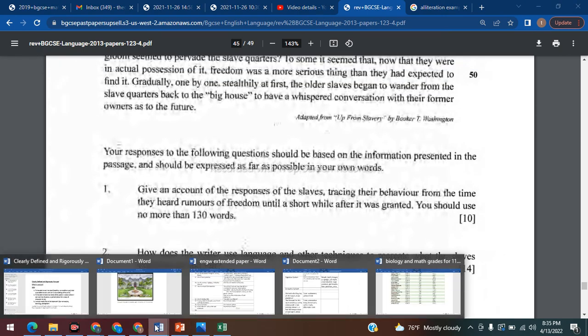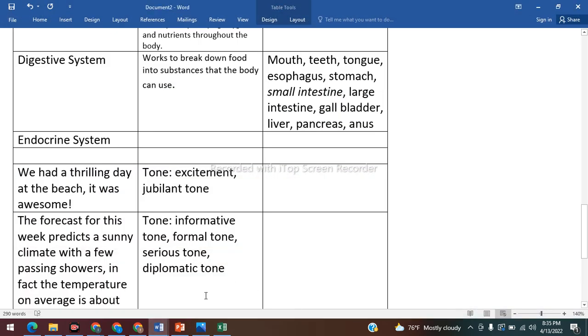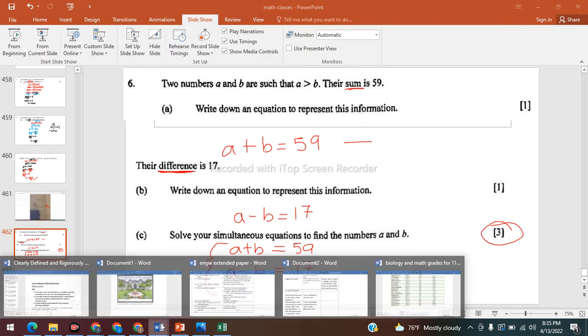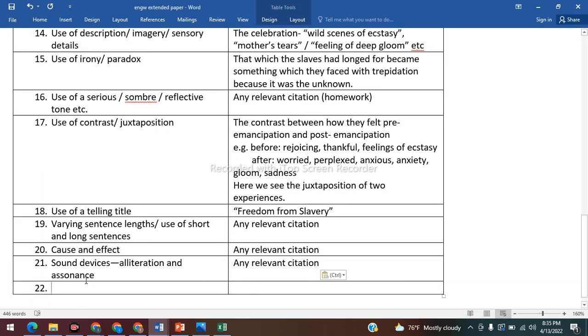Okay, let's finish this. I want to finish this tonight. So next up is humor. No, sorry, establishing mood.